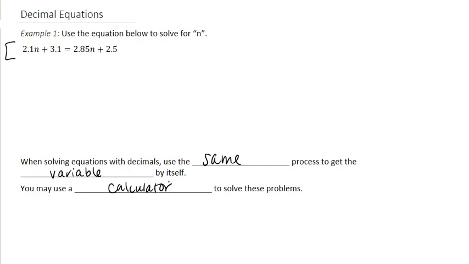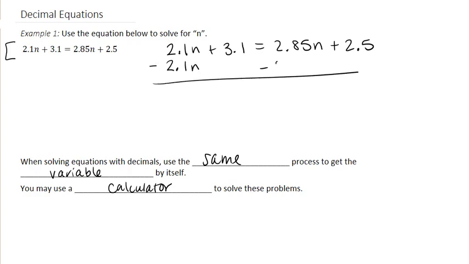So here we have our example 1. And so what we're going to do is rewrite this rule over here to the right. And we're going to start adding and subtracting to get everything with the variable on one side and the numbers on the other. So let's go ahead and subtract this 2.1n on both sides.